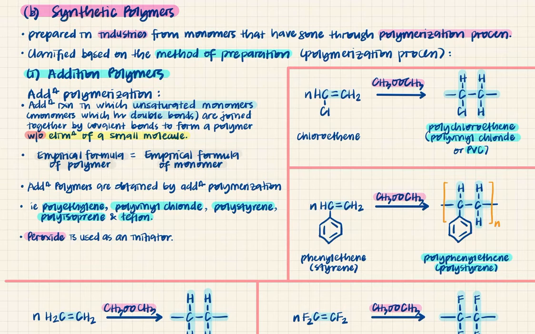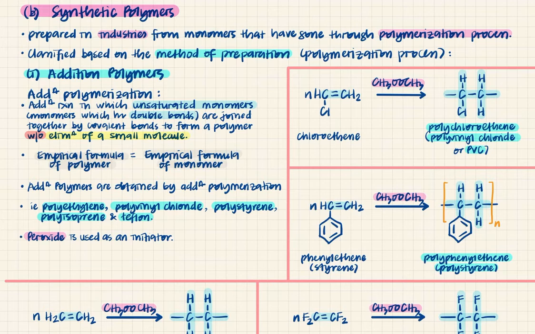Synthetic means it is not natural, unnatural, it's fake, it's synthesized, it's made by humans. So they are prepared in industries, okay, meaning in factories, from your monomers that have gone through the polymerization process. Okay, so we can classify our synthetic polymers by the method of preparation, your polymerization process. There are two polymerization processes that we know of to make two types of synthetic polymers.